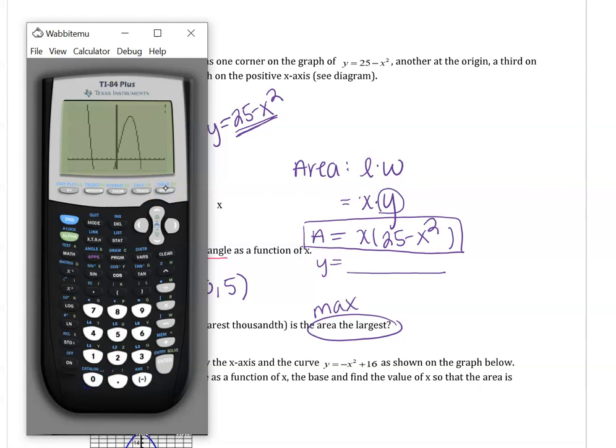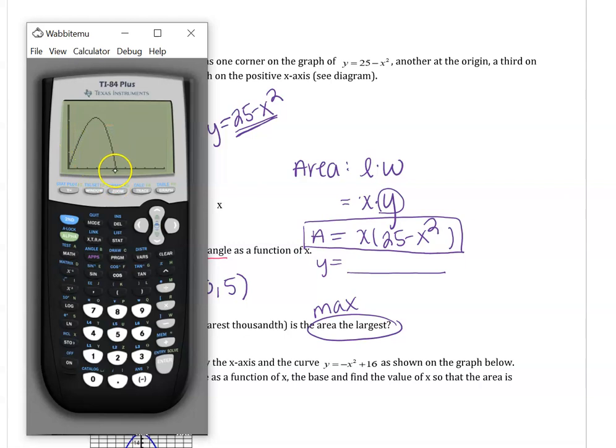So I don't care about anything to the left because this is representing a negative x value, so a negative distance, so that's not important. And I also don't want any negative y's because that would be a negative area. So I'll even change my window a little bit more here so that the x min is 0 and the y min is 0. There you go. So every y value on this function is representing the area.